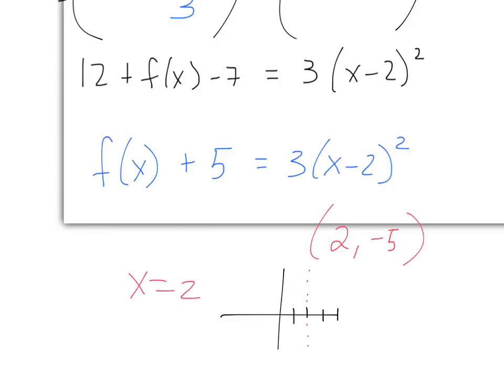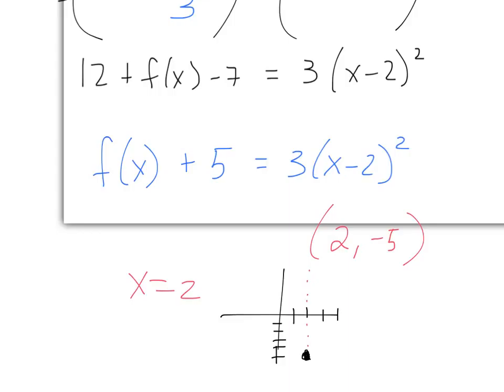Since my vertex is 2, negative 5, I know that I'm going to be down here somewhere. Sorry, I keep saying intercept. My vertex is right there. I don't know my intercepts right now. I didn't solve for them. But I do know that since this opens up, I will have 2 x-intercepts for this graph.